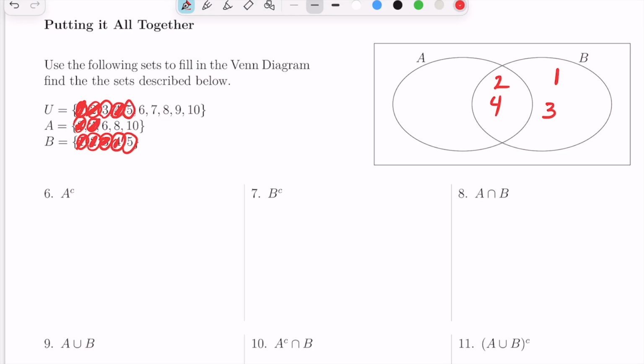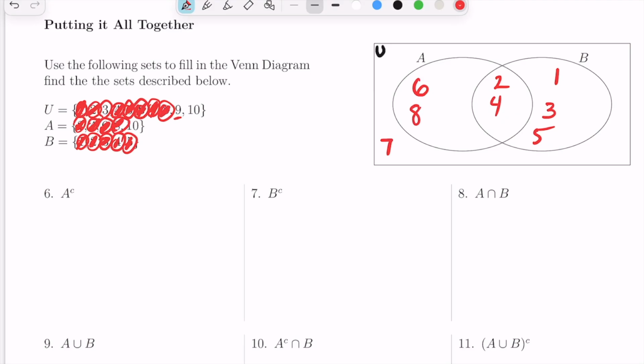Now again, all of these are in the universe. So keep that in mind. I'm just going down the universe and making my way through there. 6. 6 is only in A. So I'll come write a 6 over here. 7. 7 doesn't belong in either A or B, but it's in the universe. So it's going to belong somewhere. I'll put it out here, outside of sets A and B, but still inside my universe. Remember, this is the universe here. So we've got 7. Next, I see that 8 seems to belong in set A.